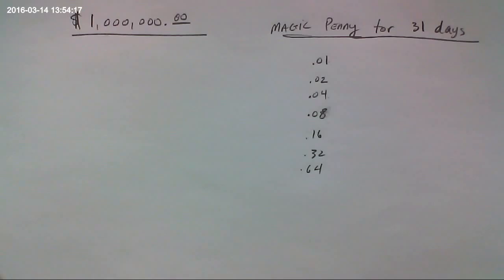Okay. Miss Molina, which one did you pick? The penny or the million? The million. So you're going to have that $1 million right now. You can start spending it. Because here you have to wait a month.